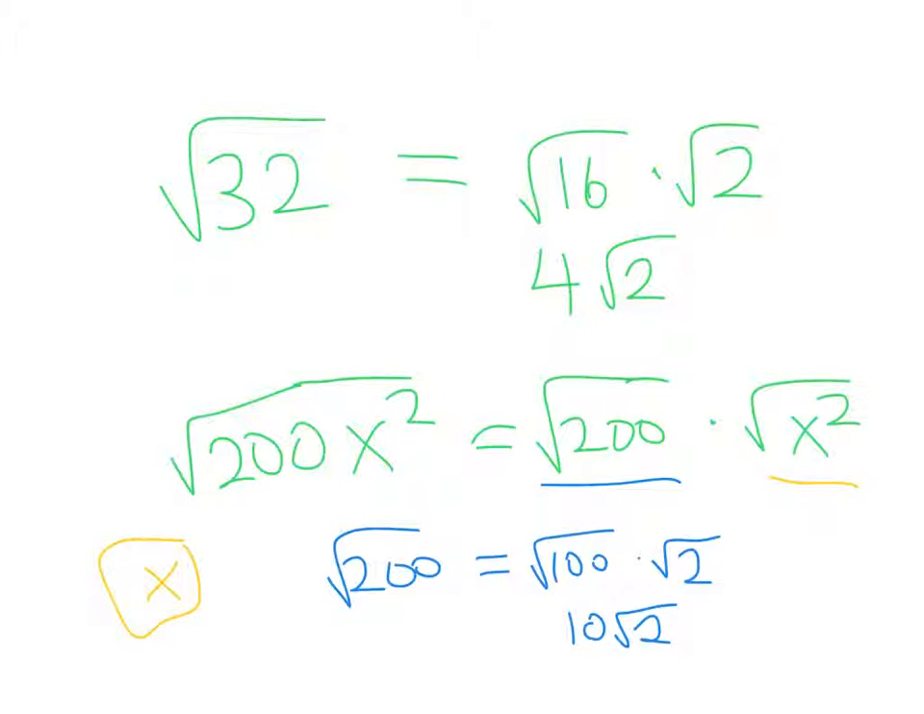So the final answer for this is going to be 10. Then I have x, because I took the square root of that. I got rid of this part here. I got rid of this part here. 10 and x, and now the remaining part on the inside is going to be radical 2.